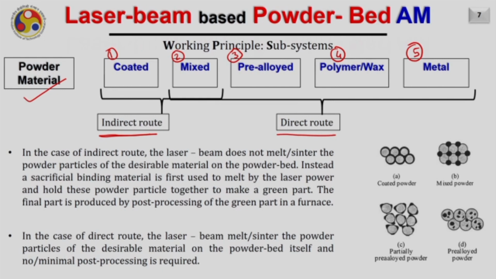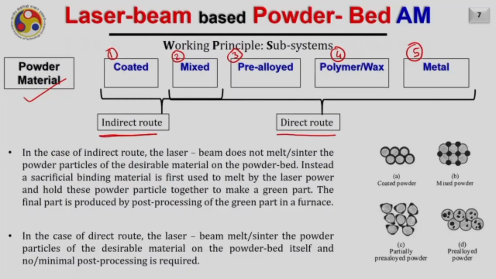In the case of the indirect route, the laser beam does not melt or sinter the powder particles of the desirable material, while a sacrificial binding material is used, which usually melts away and makes the bond with the adjacent materials. In that case, coated particles and mixed particles are preferred. Of course, the part produced by the indirect route will always require some post processing, because on the powder bed, by utilizing the indirect route, we will always produce some green parts.